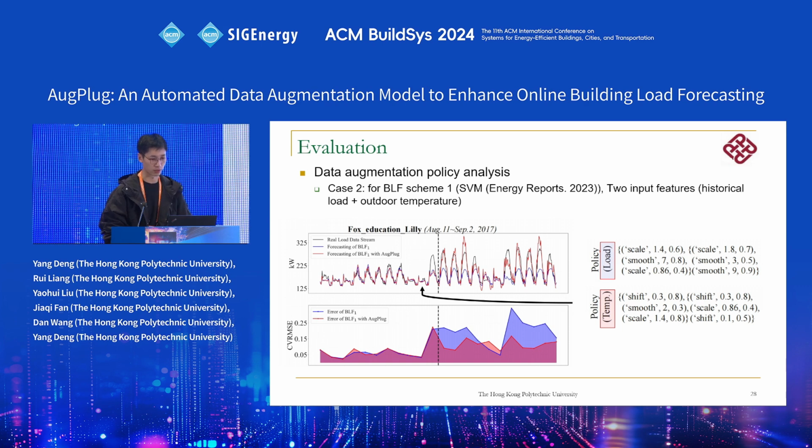And there is another example for multivariate forecasting. The input features are load and the outdoor temperature.